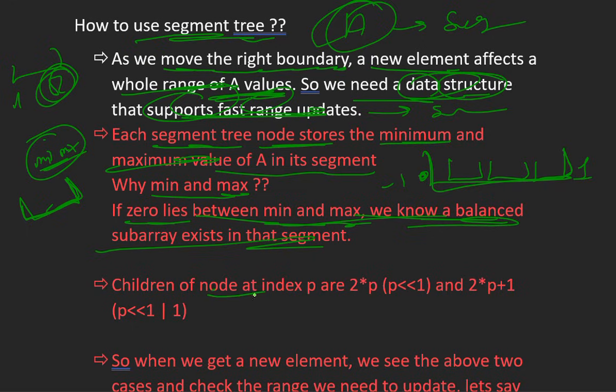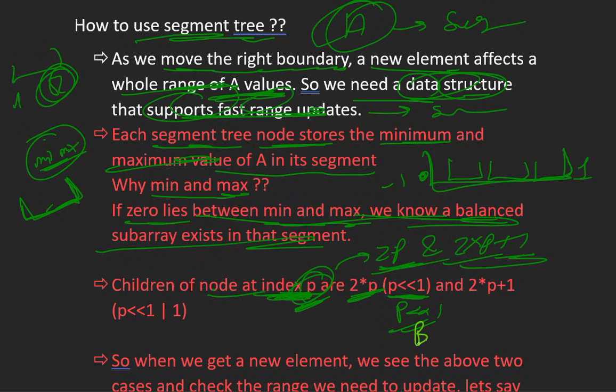I hope you know that in a segment tree, if the parent node is at index p, then its child nodes will be at index 2 times p and 2 times p plus 1, right? These are the indexes of the child nodes if the parent node is at index p. 2p can also be written as left shift of p by 1 bit, and 2p plus 1 can be written as left shift of p by 1 bit and then OR with 1. So these are the child indexes.